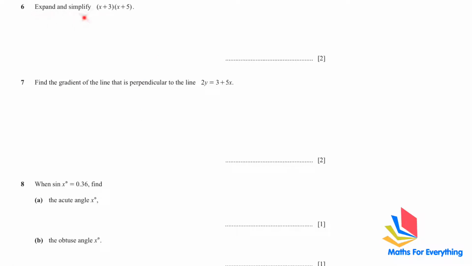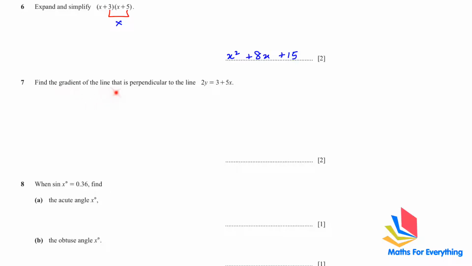Question number 6, expand and simplify. If the coefficient of x is 1 in both the brackets, there's an easy way to expand the bracket. Write x squared and then add the two numbers. So 3 plus 5 is going to give us 8, and put an x next to it. For the second part, multiply the two numbers. Plus 3 multiplied by plus 5 is plus 15. So we can just write plus 15.